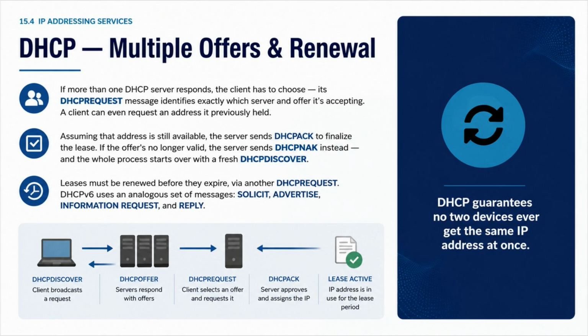The client can even request a previously held address. If still available, the server sends ACK. If not, it sends NAK and the whole process restarts with a fresh discover. Leases must be renewed before expiring via another request. Mention DHCPv6 uses an analogous message set: solicit, advertise, information request, reply.